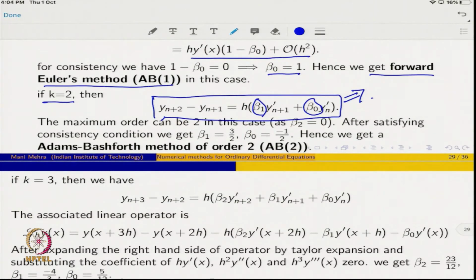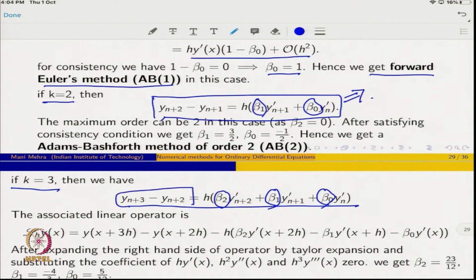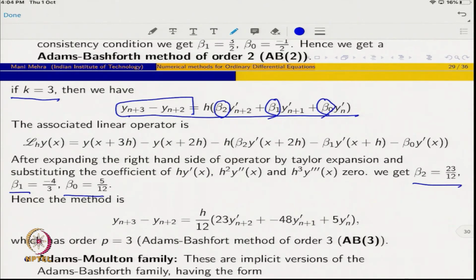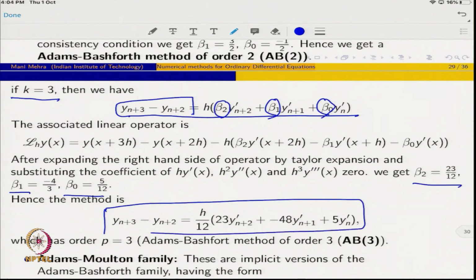Now, if I say k is equal to 3, then the difference equation will be this, and we will find out these coefficients so that the resulting method is consistent. The first characteristic polynomial automatically satisfies the root conditions. So, we get the following coefficients. And finally, the difference equation of a 3-step Adams-Bashforth method will be this.